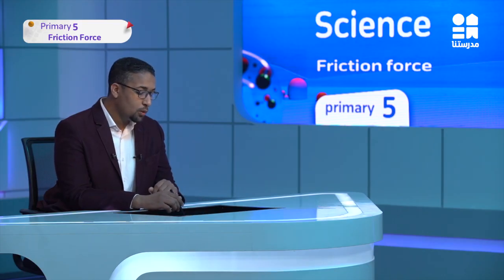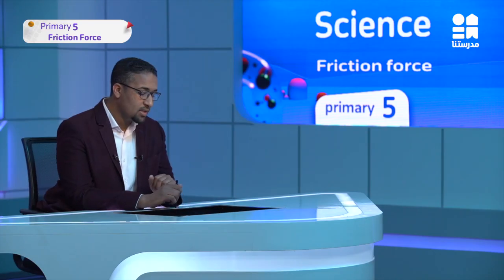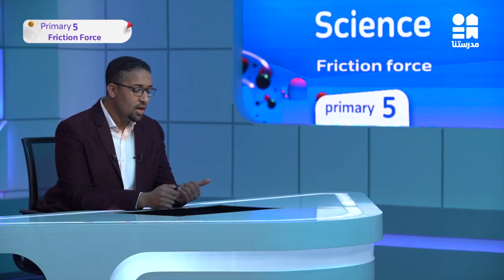B, an object with small surface area. By decreasing surface area, the friction force decreases. A small piece of paper, so friction force decreases. Give reason: there is a direct relation between the surface area of a moving object and friction force, because by increasing the surface area of a moving object, friction force increases.